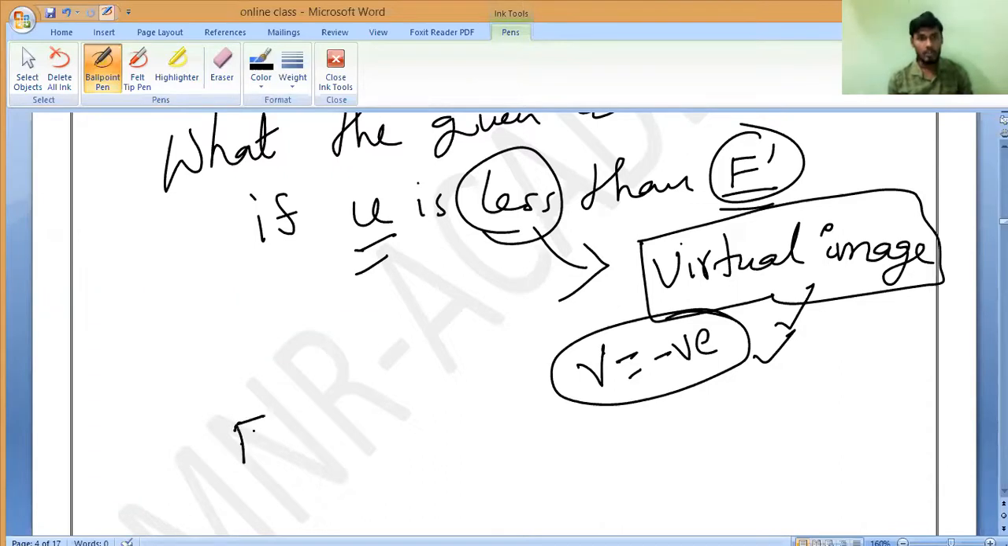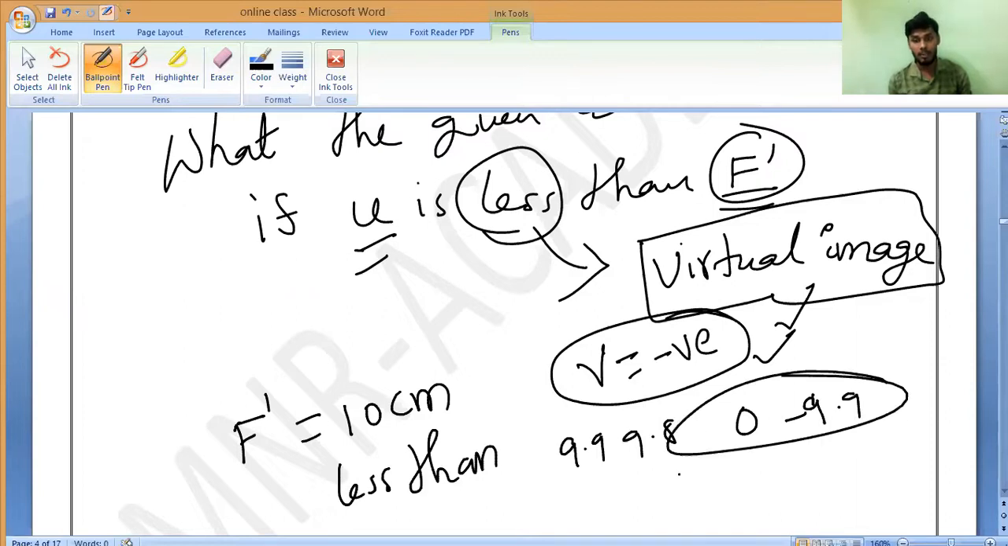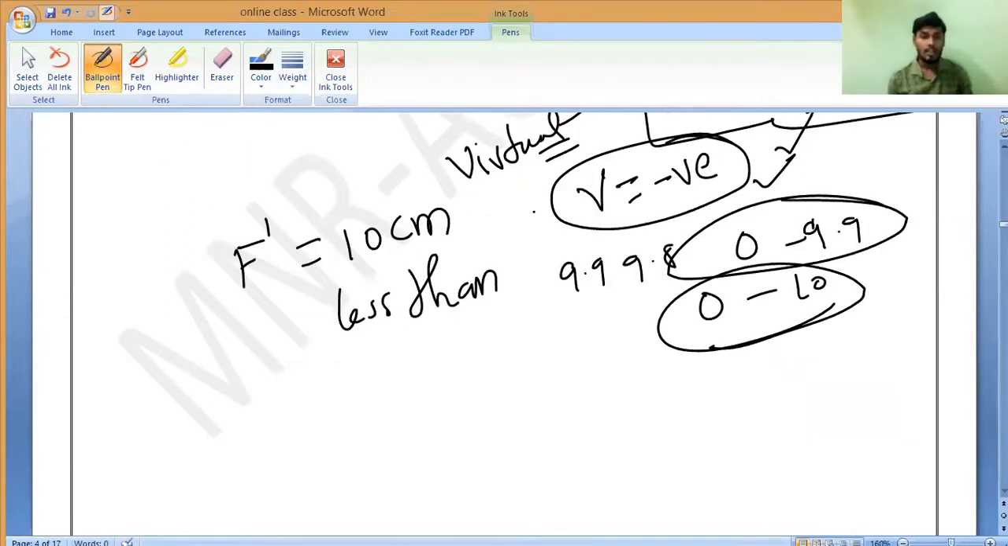So less than f dash means how much? Suppose the focal length f dash is 10 centimeter. Then less than 10 means it may be 9.9, 9.8 like that, 0 to 9.999. They are in between. So whatever distance is given from 0 to 10, that is less than 10 only. In all these cases it will form a virtual image only. Do you understand?